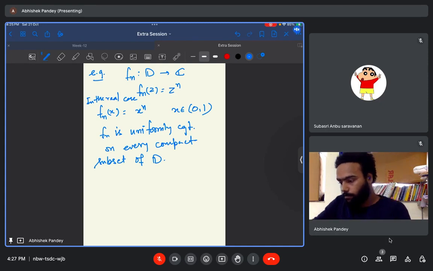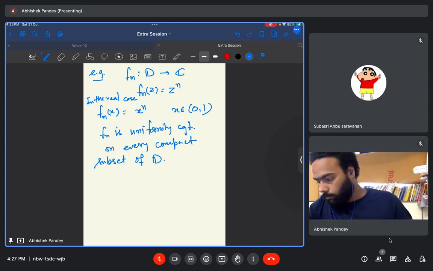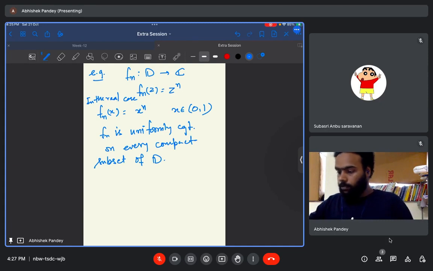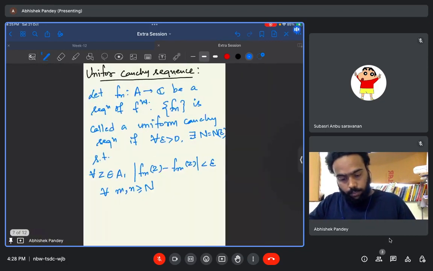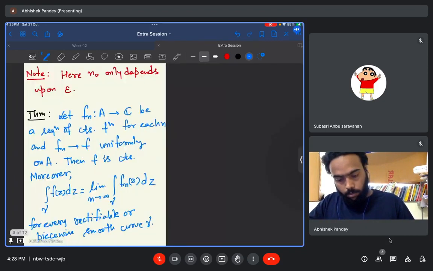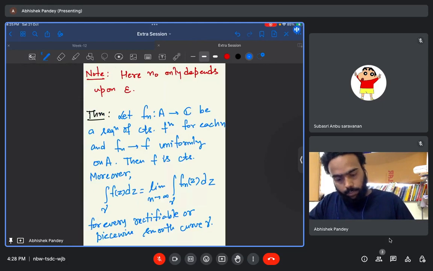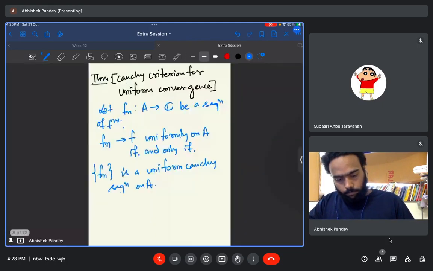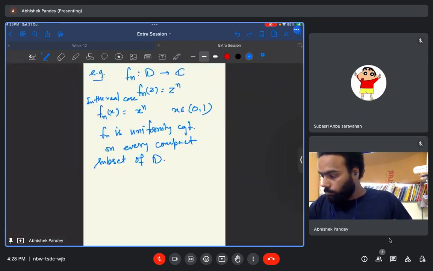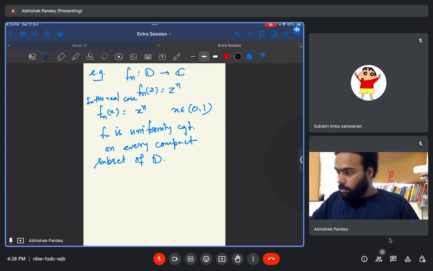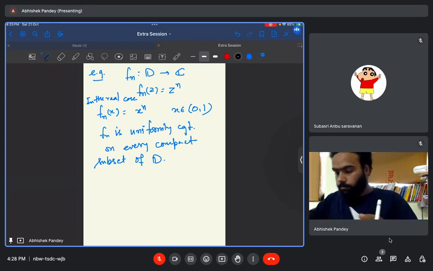So these kinds of results hold for normal convergence also. I will write down a proposition, or lemma you can say. Let us write it down.